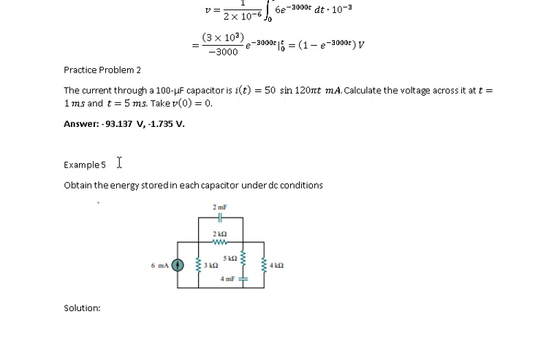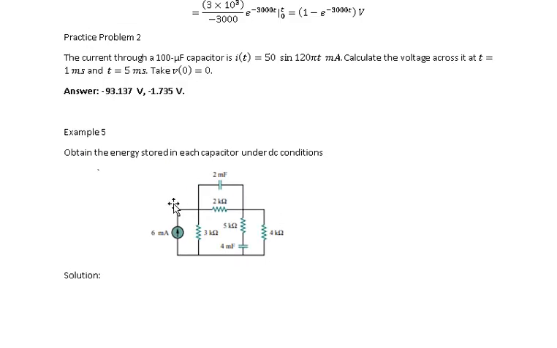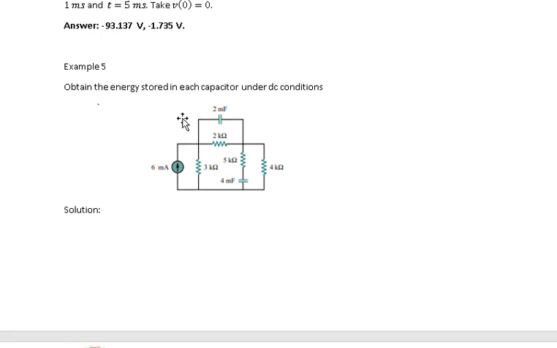Okay, so we have here example number 5. We want to obtain the energy stored in each capacitor under DC condition. As I have said earlier, if the capacitor has already been connected to a source for a long time, it would behave like an open circuit. So if this is in a DC condition, we have this open circuited. So this is gone. Then this one is also open circuited.